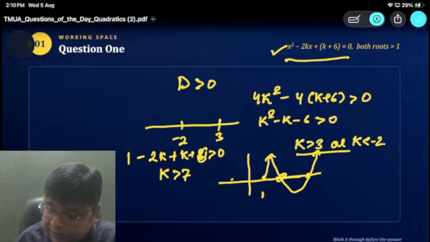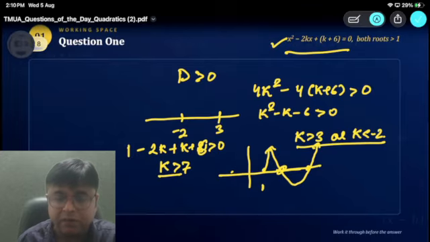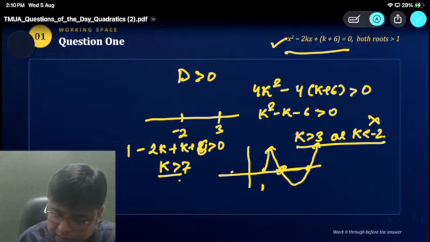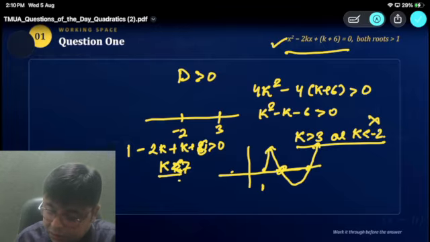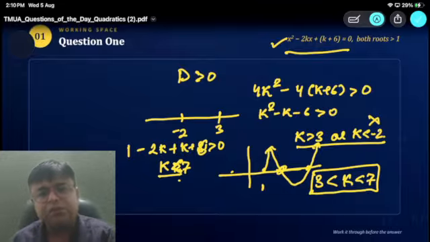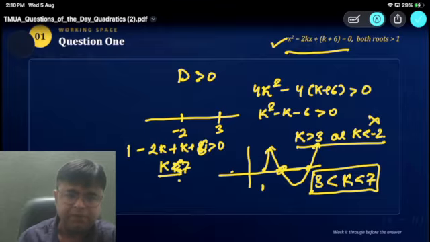Now I have to take the intersection of these two ranges to confirm the values of k. So k cannot be less than minus 2 because k is less than 7. So k is greater than 3 and less than 7. This becomes my final range if I take the common values of k. So this is how we can solve these kinds of problems. Very easy. Let's move on to the second question.